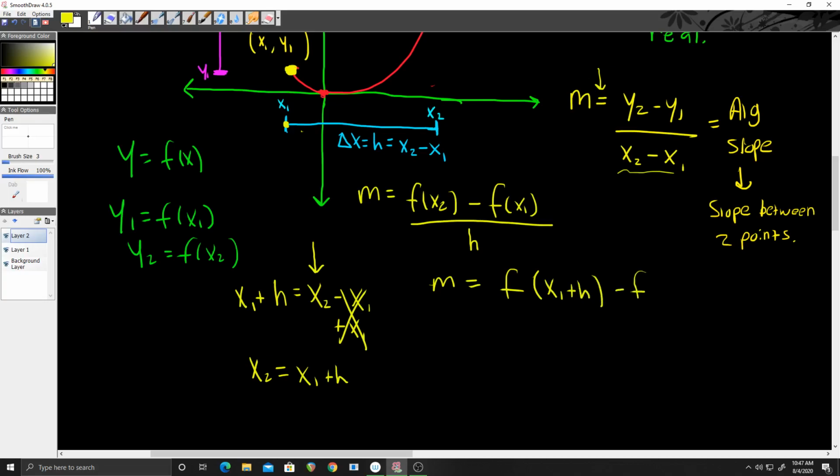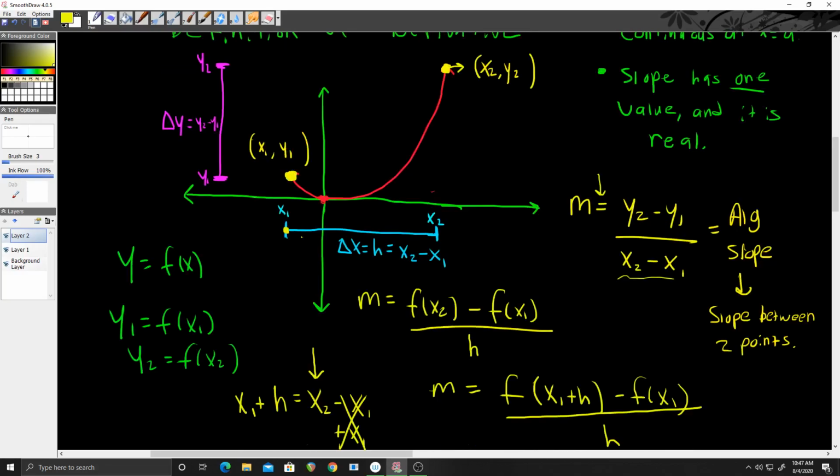All right. Good. Now, look, both of these depend now on x1. One of them has an h in there, but that's okay. We've gotten rid of the x2. There's no more x2 here, because x2 is x1 plus h. So, again, I'm just rewriting. Still slope between 2 points. Nothing's changed.